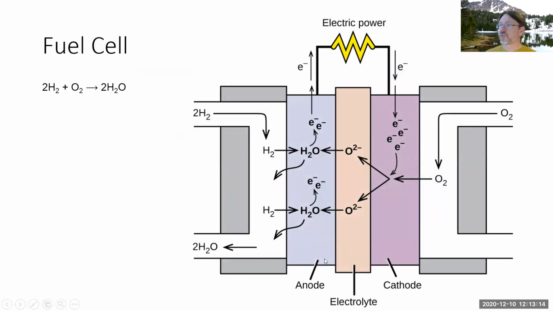Okay, a fuel cell. One of the problems with batteries of any kind is that you end up using up your reactant, and you end up saturating the system with your reaction products, and the voltage drops at that point, and you end up having no more power coming out.